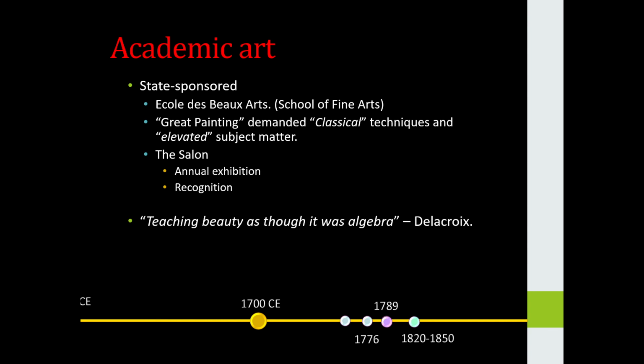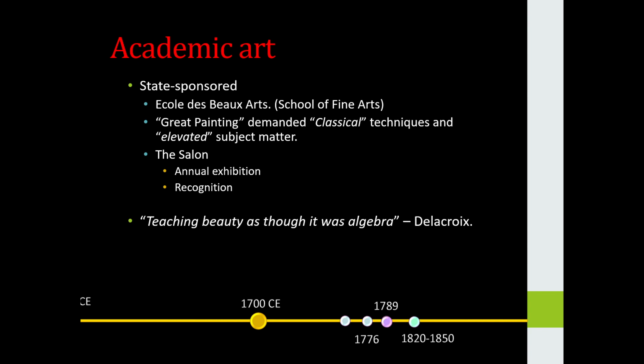Anyways, for Delacroix, remember, the same guy that painted Liberty? He was saying that this specific location was teaching art as if it was algebra, teaching beauty as though it was algebra. And that's something that unfortunately we still have a problem with nowadays, as I just mentioned.